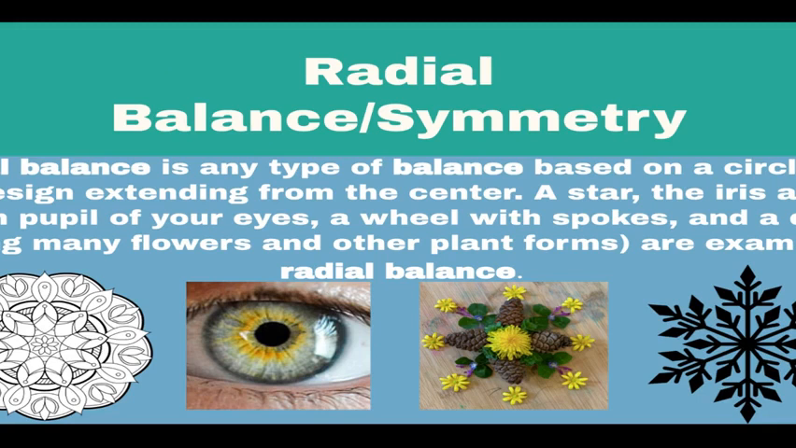Radial balance is any type of balance based on a circle with its design extending from its center. A star, the iris around each pupil of our eyes, a wheel with spokes, and a daisy, and many other flowers and other forms are examples of radial balance. You can see how things are equal distance from the center, the same shape, and the same size. This is a natural example, and we also have the snowflake as an example.